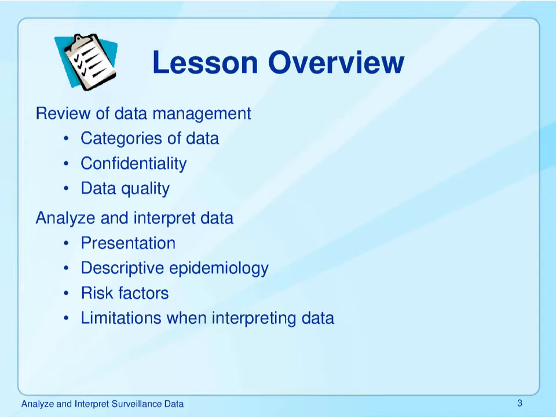Okay? We're then going to talk about how to analyze and interpret the data, including how to present the data in tables and graphs from the standpoint of descriptive epidemiology, which of course you remember is person, place, and time. And then we're going to talk about using data to identify risk factors. And finally, we're going to talk about limitations on interpreting our data. And that's going to be a particularly important section because, like I said, depending upon the quality of the data, if we've got good data, then we're going to have good interpretation. But if we have bad data, maybe it's incomplete, insufficient, not cleaned properly, then we're going to have bad interpretation and hence bad decisions coming out of that.